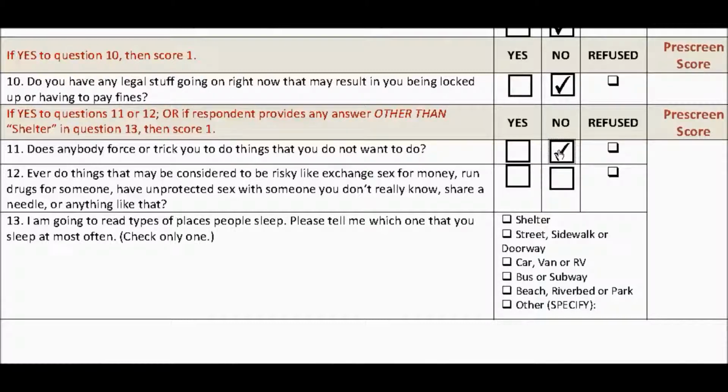Question number 12 asks if the participant has done things that may be considered risky, like exchange sex for money, run drugs for someone, have unprotected sex, or share a needle. This is often the first time in the survey that someone will attempt to provide more information than what you are asking for. If this happens, politely let them know that you would like to know if they have done any of these things.